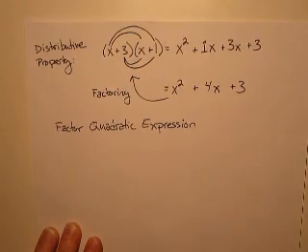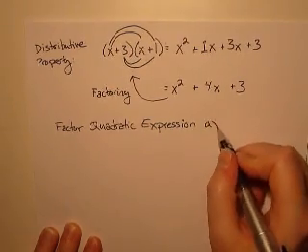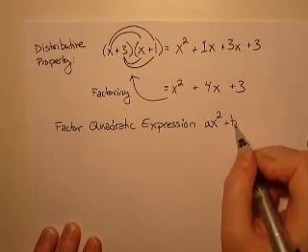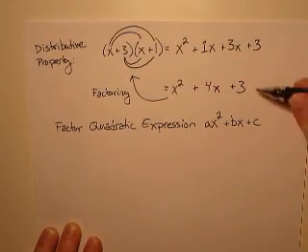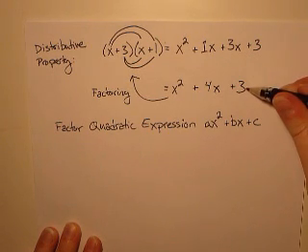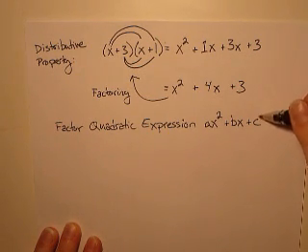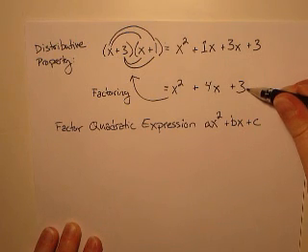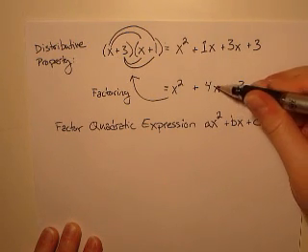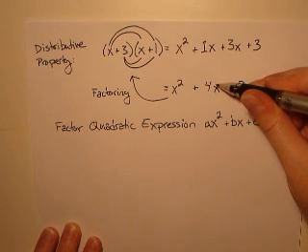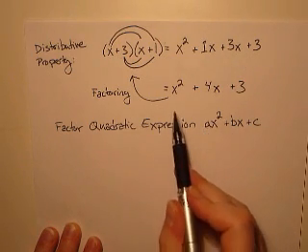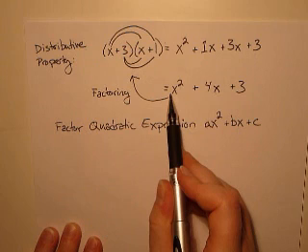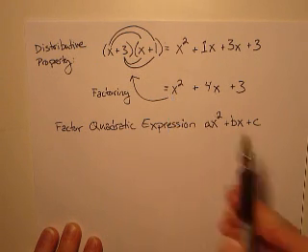Now the generic form of a quadratic expression is ax squared plus bx plus c. You'll notice here in this example c is 3 because it is the constant term. It is the integer value. B equals 4 because 4 is the integer, the coefficient of the x term.